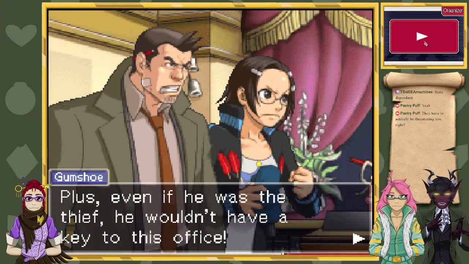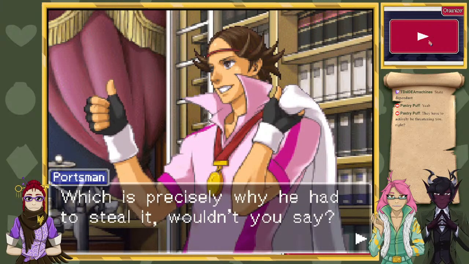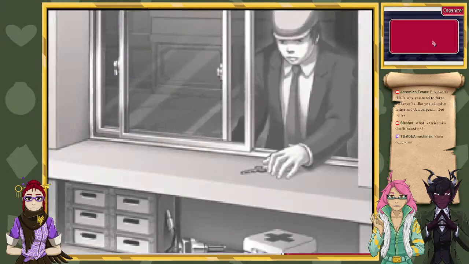Plus, even if he was the thief, he wouldn't have a key to this office. Which is precisely why he would have had to steal it, wouldn't you say, bro?